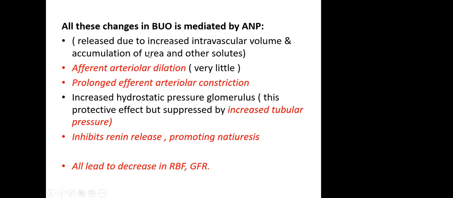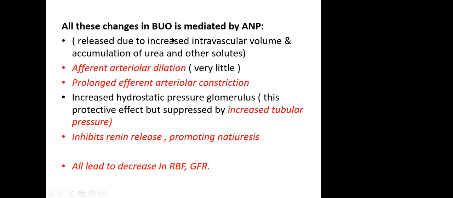Why is this peptide increased? Because in bilateral obstruction, the patient will present with anuria, no urine output at all. So intravascular volume will be increased, and there will be an accumulation of more urea and other solutes. As a compensatory mechanism, ANP will be released, and this ANP is responsible for vasoconstriction, increased tubular pressure, and it also inhibits renin release and promotes natriuresis. All these lead to a decrease in the renal blood flow and GFR.